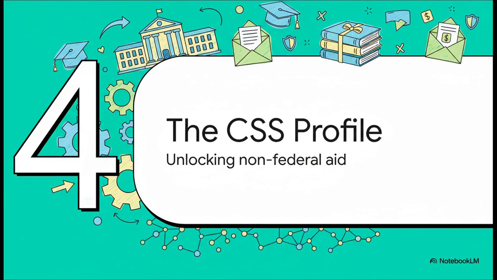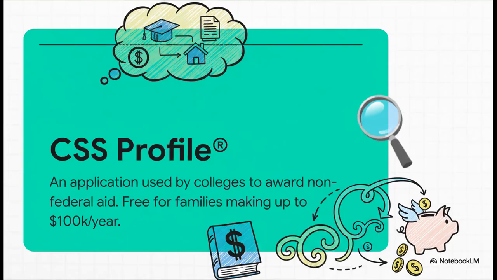Now, if you're thinking about applying to certain colleges, especially private ones, there's one more application you absolutely have to know about. It's called the CSS profile. You can think of this CSS profile as the FAFSA's more detailed cousin. It asks for more information because it's used by hundreds of schools to get a much deeper picture of your family's finances. And why do they want that? So they can decide how to give out their own money, their institutional grants and scholarships. Oh, and for a lot of families, it's totally free to file.